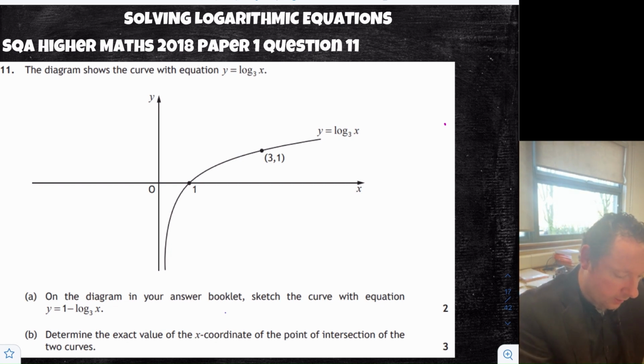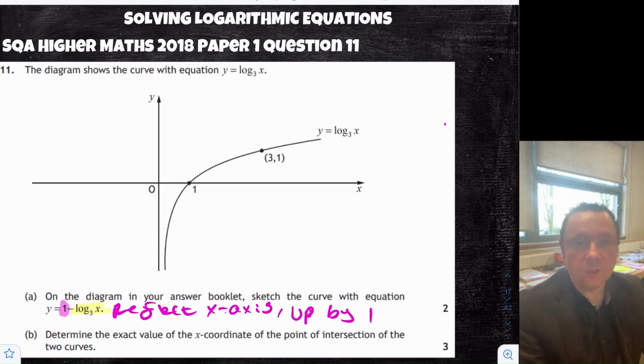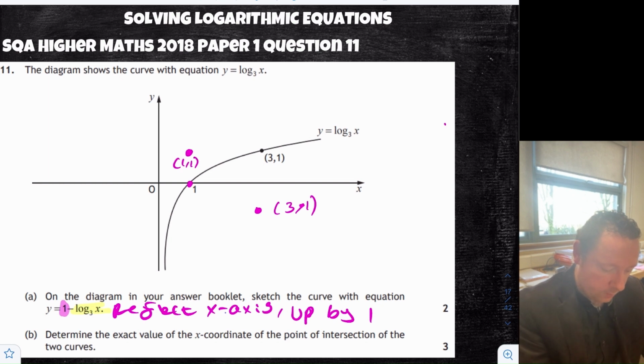So 1 minus log 3x, the minus part here tells me to reflect in the x-axis, and then the 1 part, which I'll do in another colour here, tells me to then move up by 1. So first of all, reflecting in the x-axis, this point will stay where it is, but this point will jump down here, and that would be at the moment point 3, minus 1. But now I have to move up by 1, so this point is going to jump up by 1, so that becomes 1, 1. And you can see this point goes up to 3, 0. So I can just write the number 3 here.